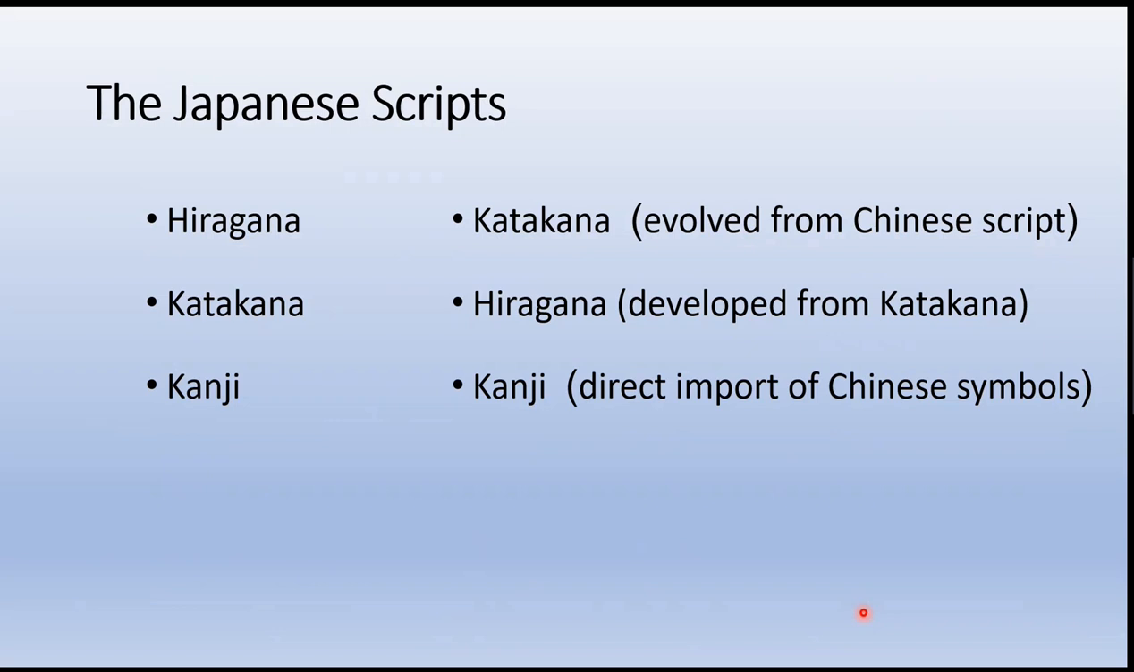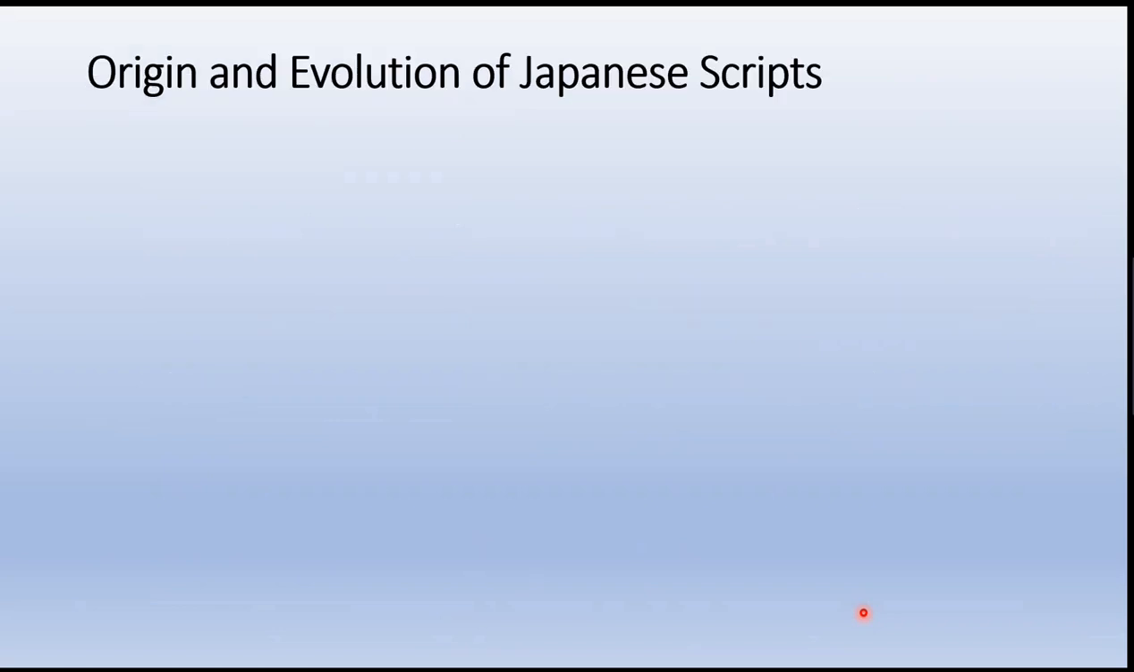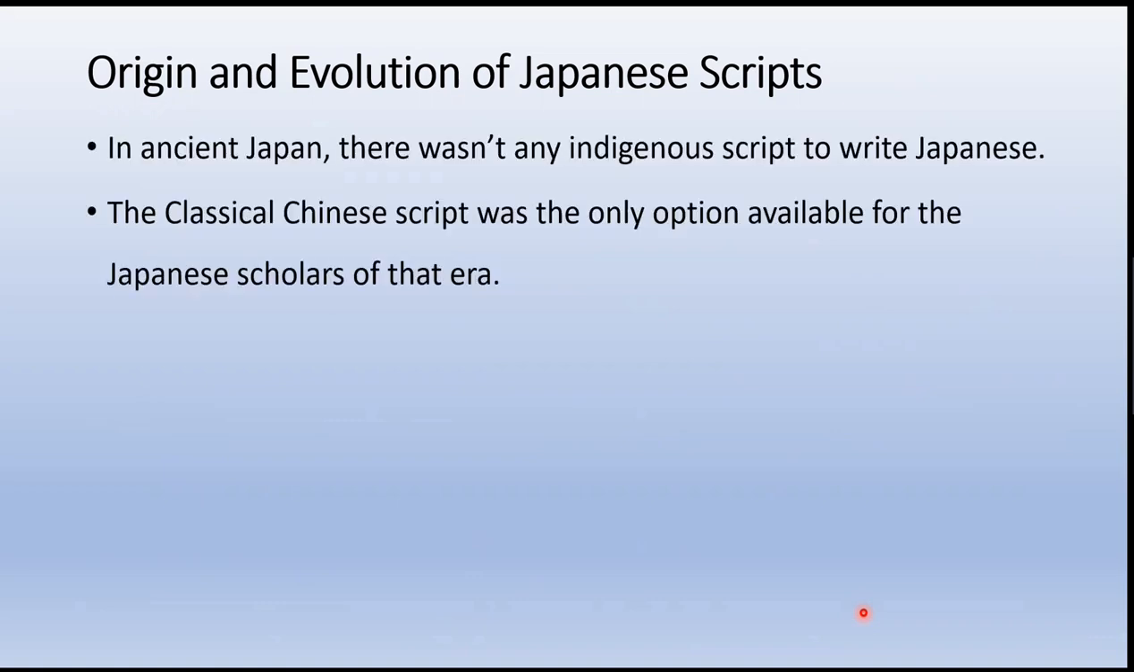And then we have the kanji, which is nothing but a direct import of symbols from the Chinese script. So to summarize, among the kana scripts, katakana evolved first, followed by hiragana, and kanji symbols have been imported from Chinese to give more meaning to certain words or thoughts and ideas. So now we shall look at the origin and evolution of Japanese scripts.